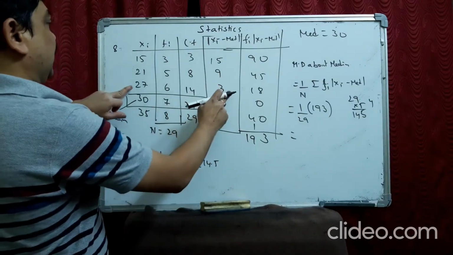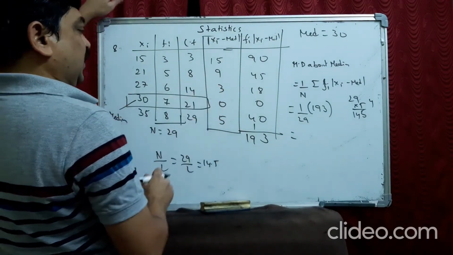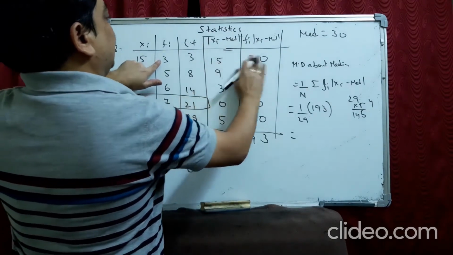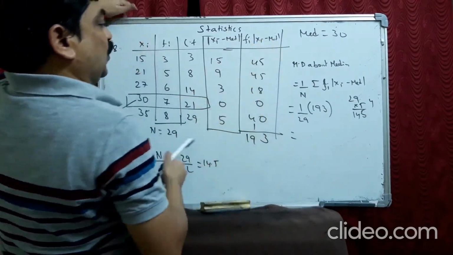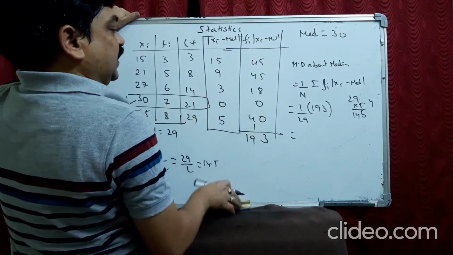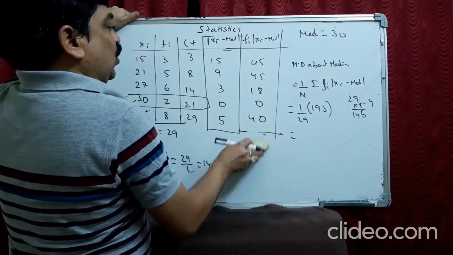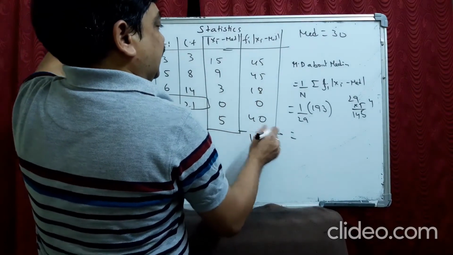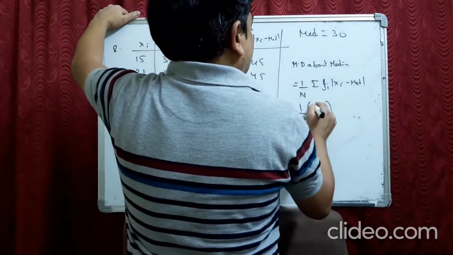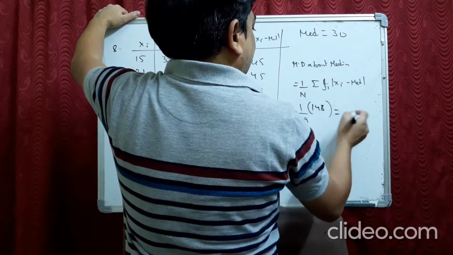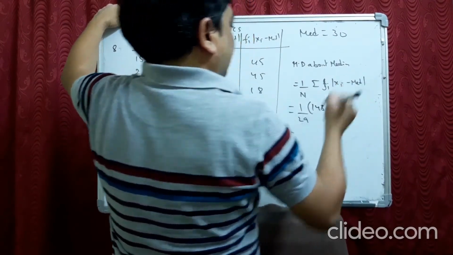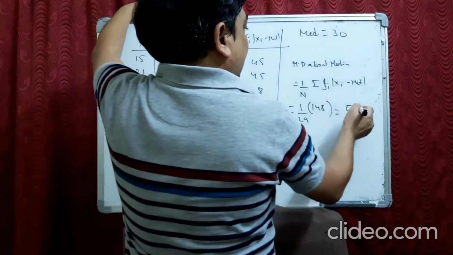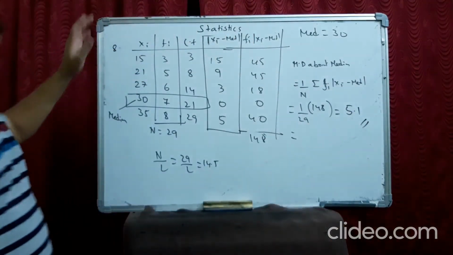So it is 15, 9, 3, 0, 5. Now 15 into this f_i: 3 into 15 is 45. Now it becomes 90 plus 18, 108. 108 plus 40, 148. Now it becomes 148 by 29. It becomes 5 point something, because 29 5s are 145, and 3 will be there. You can write 5.1, you can leave it like that.